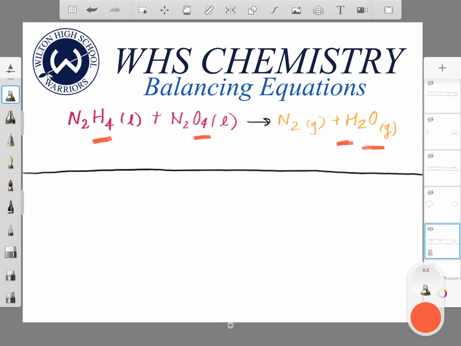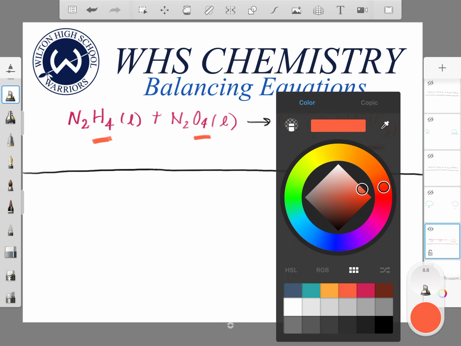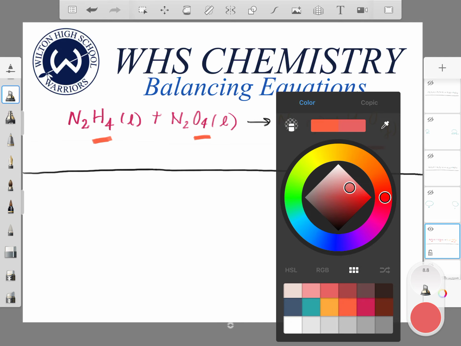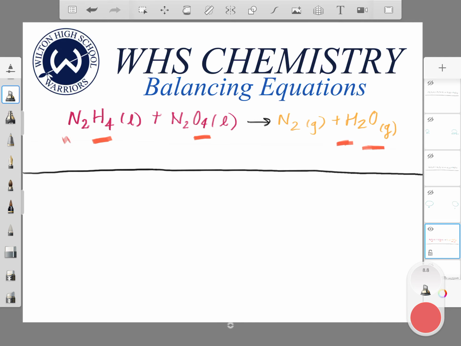Unlike nitrogen, we can see that nitrogen is here twice on the reactant side, and it's here once on the product side. So we want to save that for last because those are not as simple to deal with.